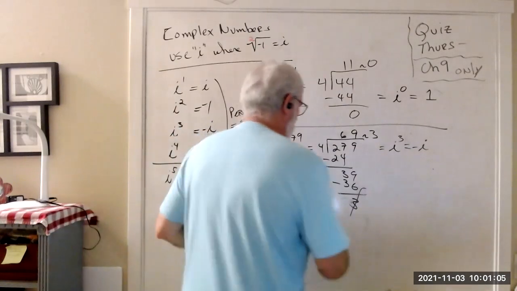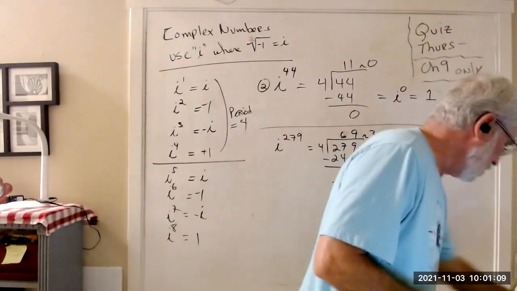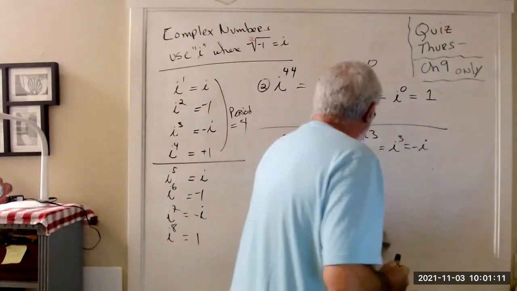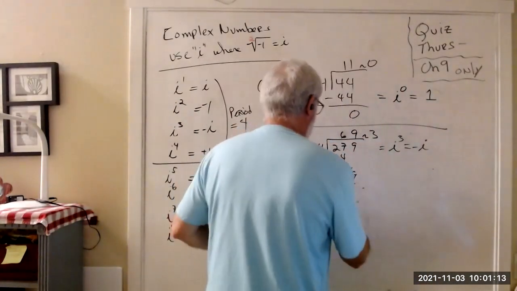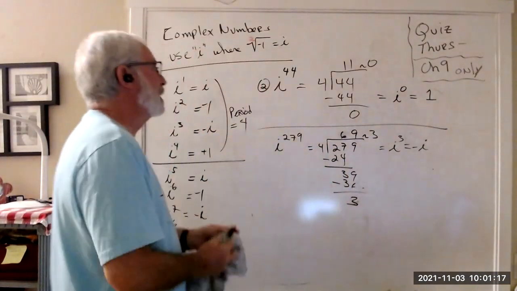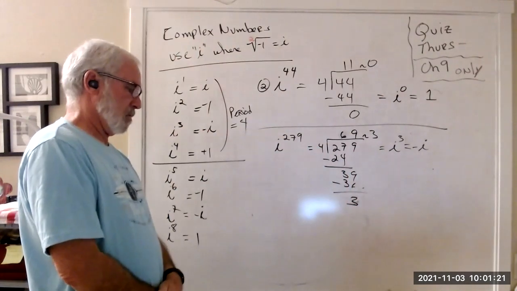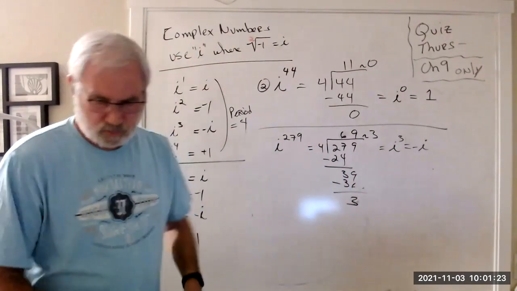Okay, Professor, real quick, I have a question about that. So the 44 times, I'm sorry, i to the 44th power. Can we think of it as, because as we know, i to the second power equals -1, can we do just like that? Sure.